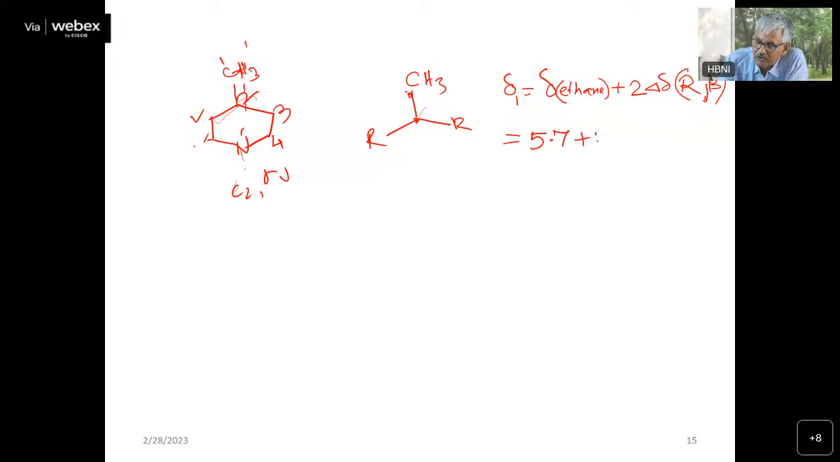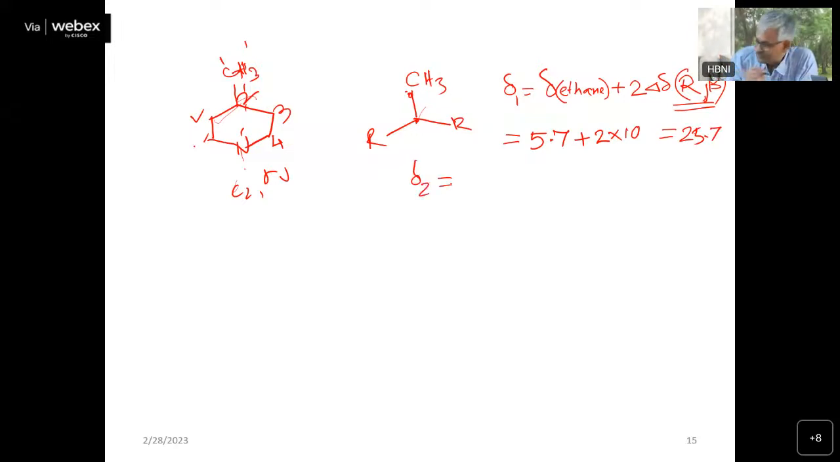5.7 plus 2 into, and you will see that it is 10. This value R group is 10. So you will see that it is coming around 25.7. So what about now carbon 2?